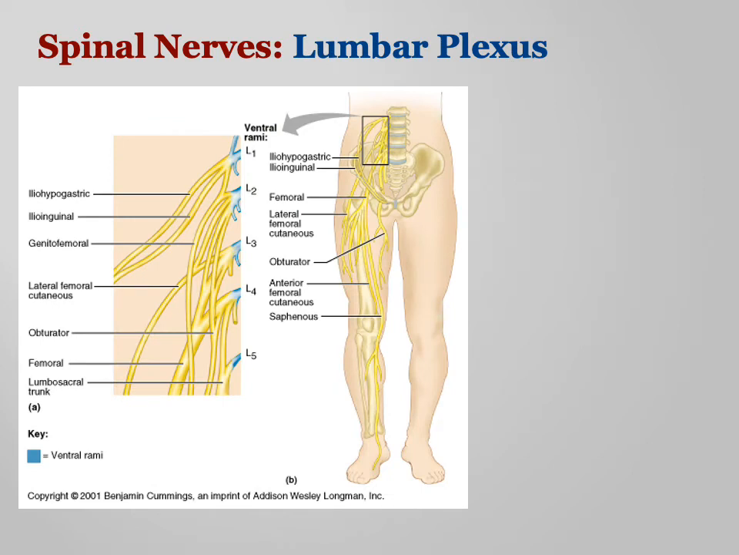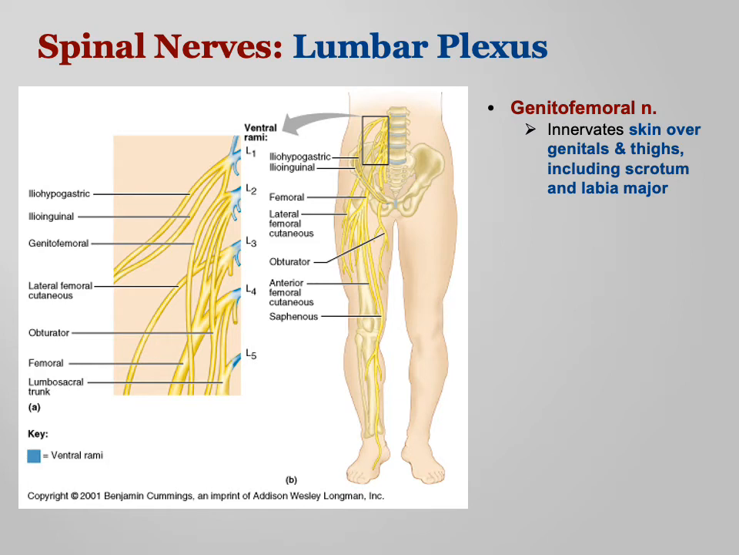Let's move on to the lumbar plexus. So the genitofemoral, people say it lots of ways, I don't care, innervates the skin over the genitals and thighs, including scrotum and labia majora. So this is a nerve for those really sensitive areas where you get that very special touch. Those sensations are carried back through the genitofemoral nerve. Notice genitofemoral goes to your genitals and your femur.